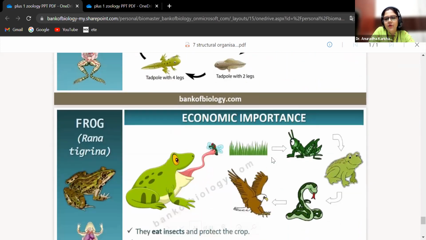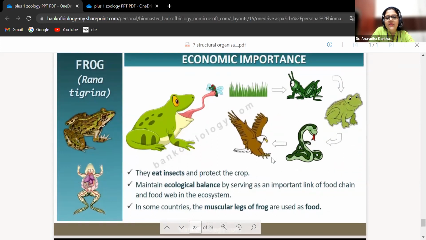What is the economic importance, beta? See, they eat insects, they protect the crop. Look at it. Look how long a tongue it has stuck out. They maintain the ecological balance by serving as an important link of the food chain and food web in the ecosystem. In some countries, the muscular legs of frog are used as food. That's what I said. People eat frogs, especially the legs, which are considered delicacies by the people who eat frog.